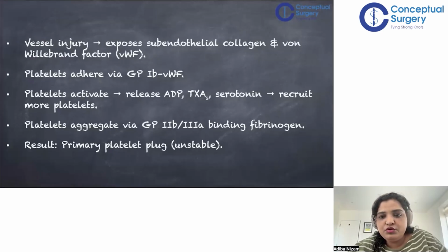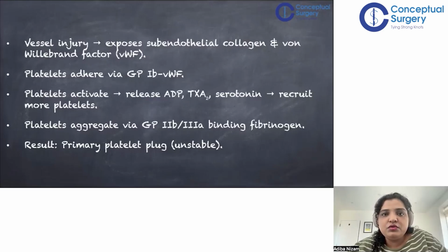Glycoprotein 2b3a on two adjacent platelets will be joined together by fibrinogen. And all this platelet activation and aggregation at the site of injury will lead to the formation of a primary platelet plug. However, this primary platelet plug is highly unstable and it can be torn away by shearing flow of blood that is happening in the blood vessel. This unstable platelet plug can be washed away. So we need to form a stable platelet plug, which is a stable fibrin clot. We'll see how that happens when we discuss secondary hemostasis.